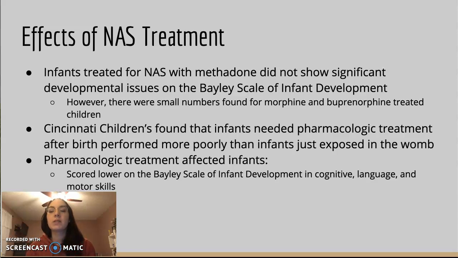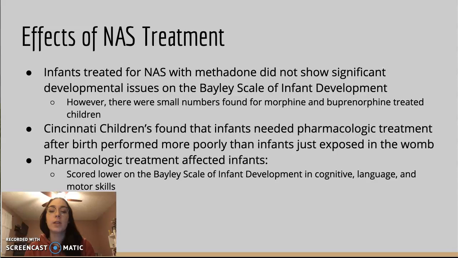Effects of treatment. Infants treated with the drugs can show different developmental issues than those who aren't treated with the drugs and are just exposed to drugs during the pregnancy. Infants treated with methadone didn't show significant developmental issues on the Bayley scale of infant development. The Bayley scale is a scale used for infants that are at risk for developmental issues. But there were small numbers found for morphine and epinephrine treatment for children.